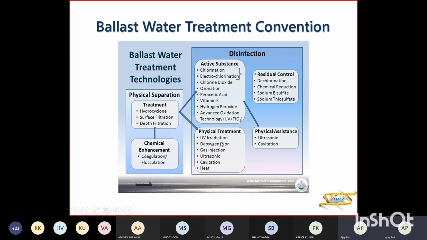Treatment can be ultraviolet radiation, deoxygenation by removing oxygen, gas injection in the water, ultrasonic, cavitation and heat. These are the various technologies available.